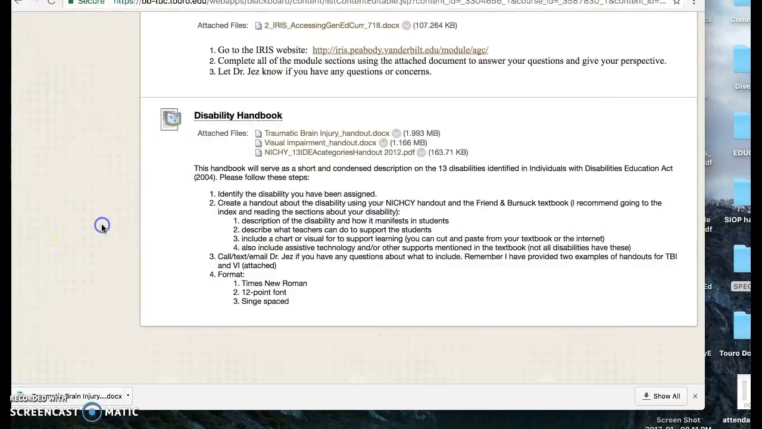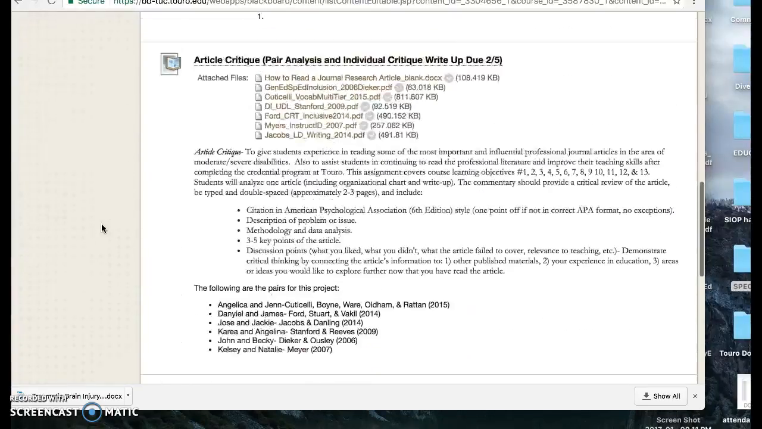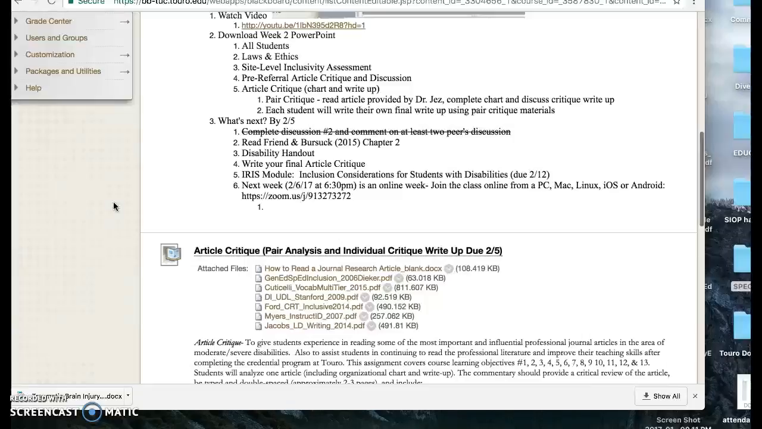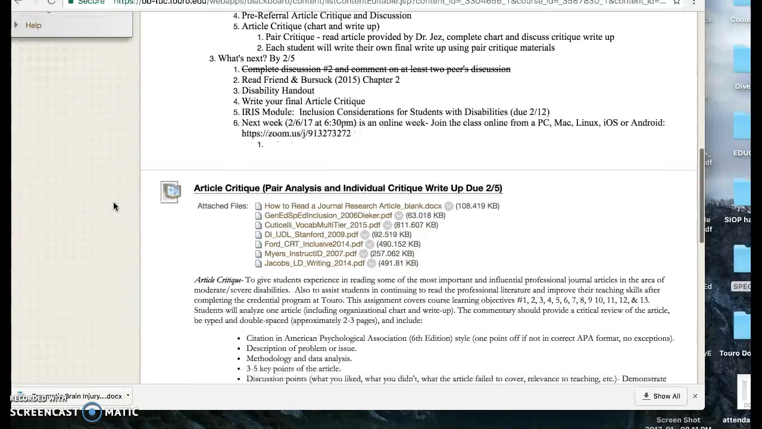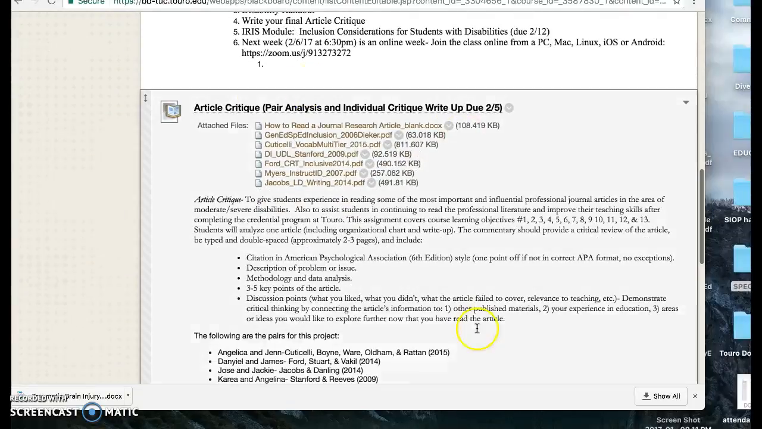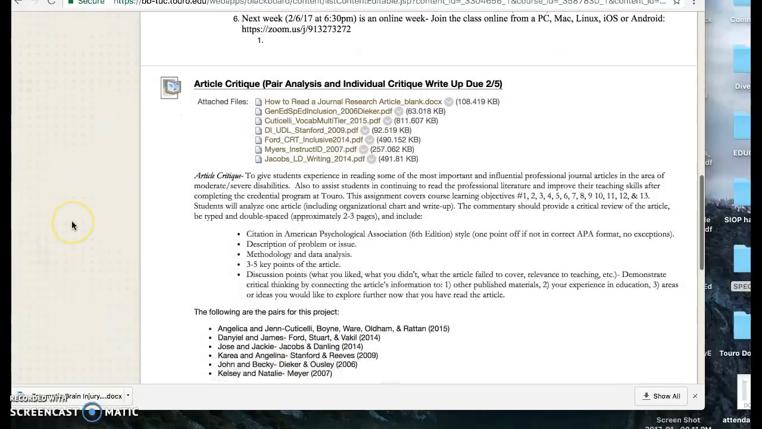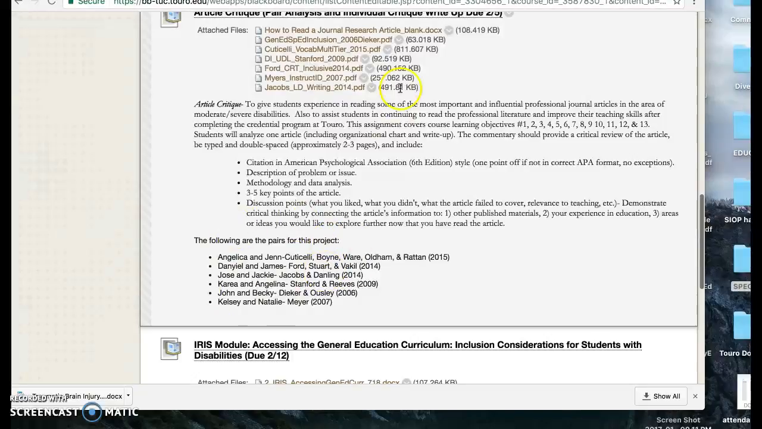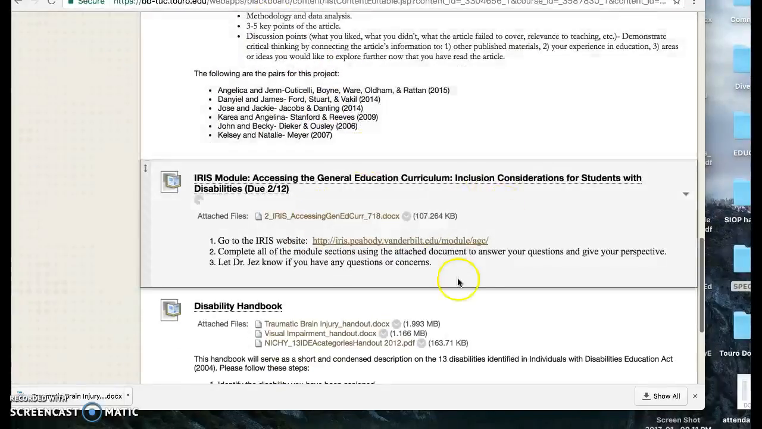Let's just go through now Blackboard and what the expectations are for this week. So, like I said, reading the chapter, finishing the disability handout. This is where you're going to turn your article critique in. All this information is also on your syllabus. These are the partners. Here's all the journal articles. And then I gave an extension for the IRIS module. Now it's due the 12th instead of due on the 5th. So hopefully that will give you some more time to get this done.